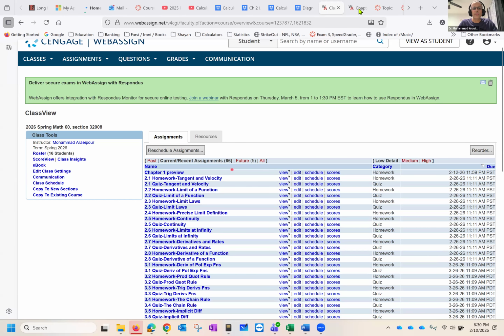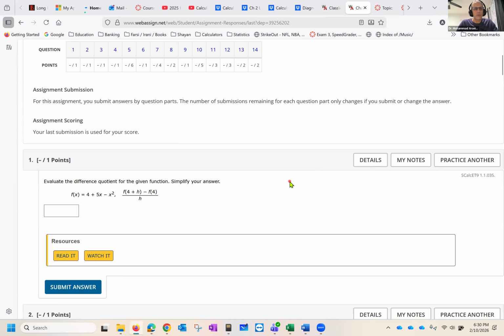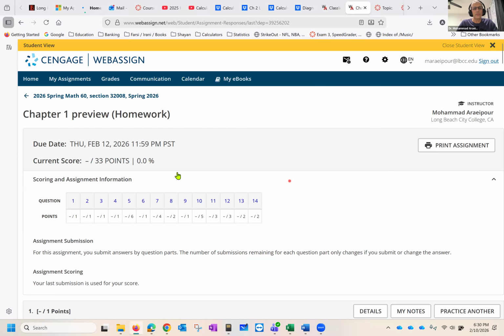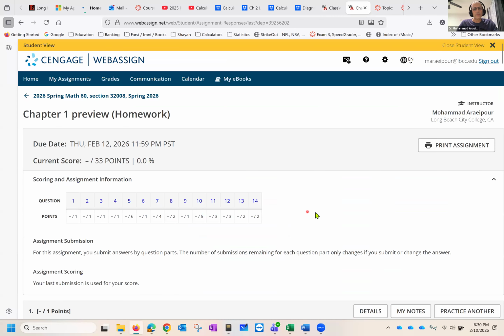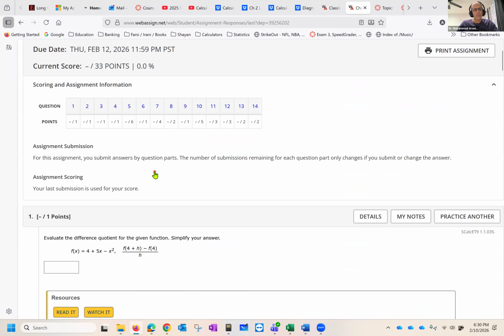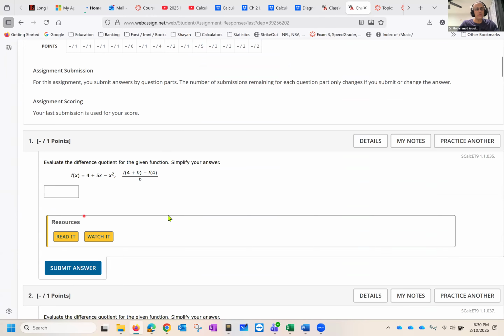So when you go to an assignment, okay, for example, here at the chapter 1 preview, you get that started. It takes you there. It gives you a list, okay, of how many questions you have. It's basically not timed when it comes to the homework. And what I want you to see is that when you want to do any assignment here, a question normally has some sort of resources. So for example, the first one, you can see, read it.